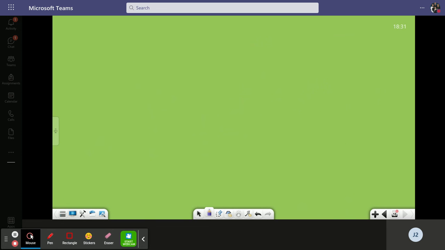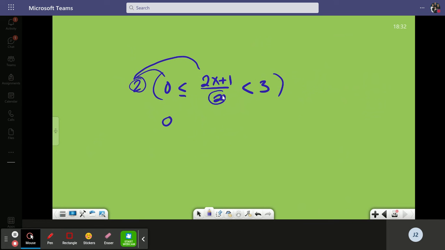Mm-hmm. Anywhere else? Any inequalities from tonight? The common denominator that I'm going to cancel everybody out with is 2 times 0. And this 2 and this 2 are going to cancel, leaving 2x plus 1. And there you go.